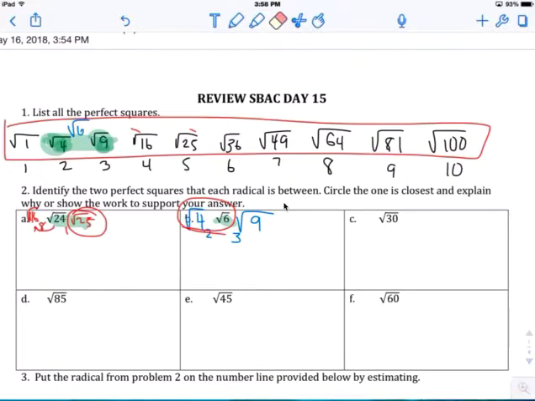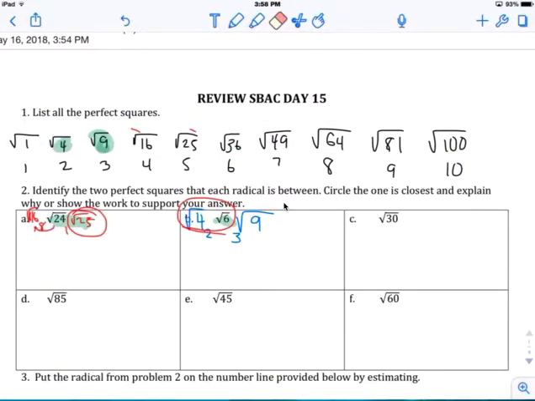Square root of 30 is in between right there, 25 and 36. So square root of 30 is 25 in front and 36. It's 5 away from here and it's 6 away from here. So it's closer to the square root of 25.